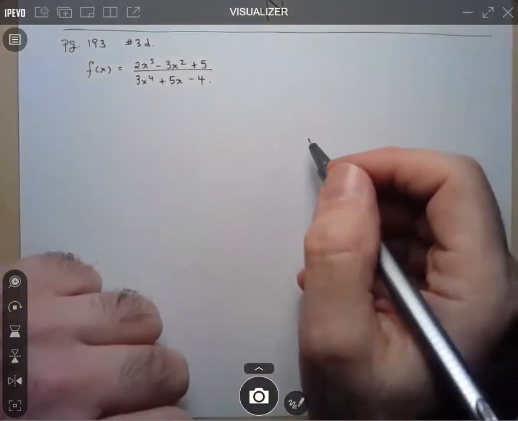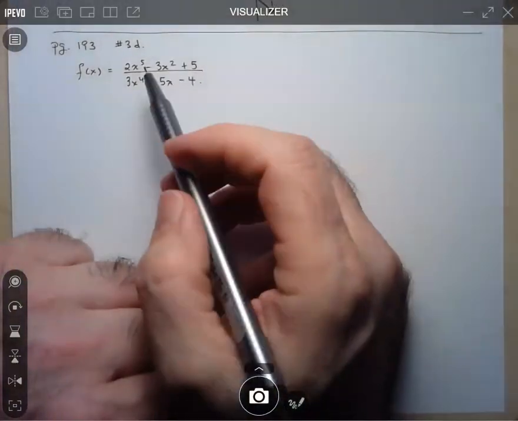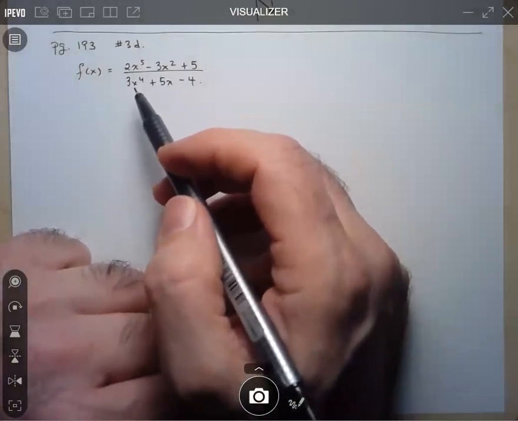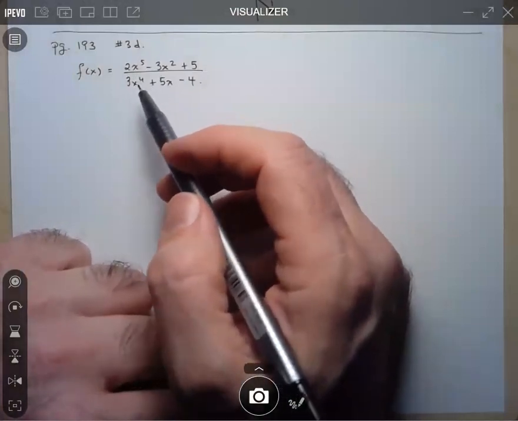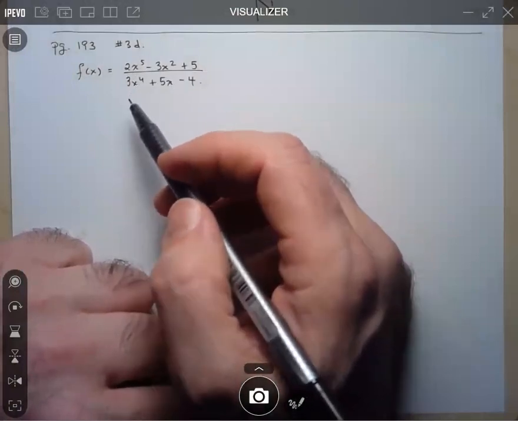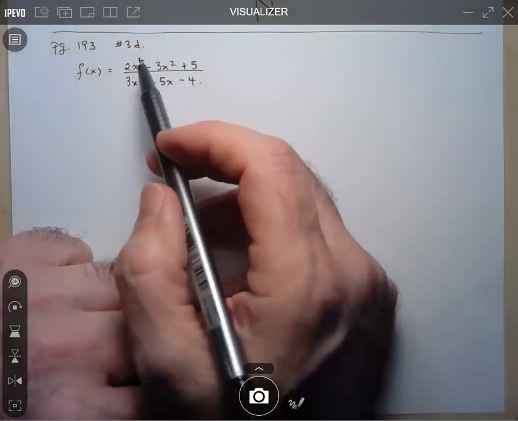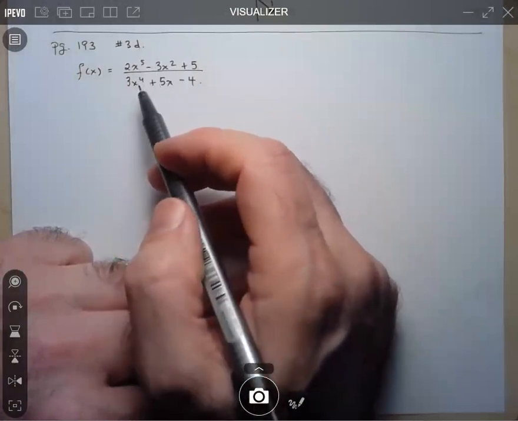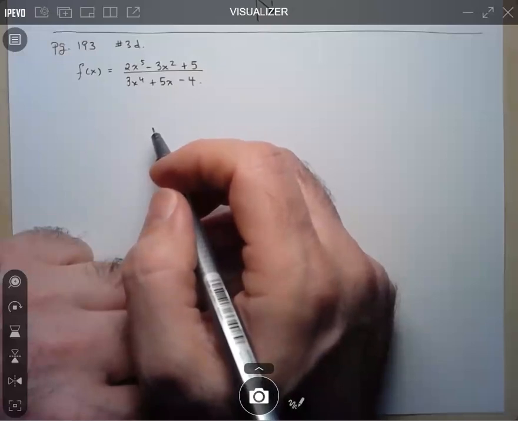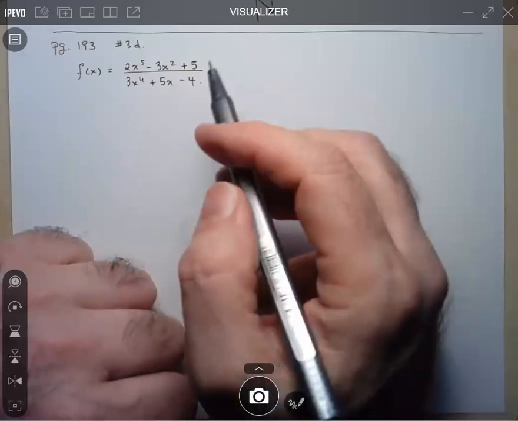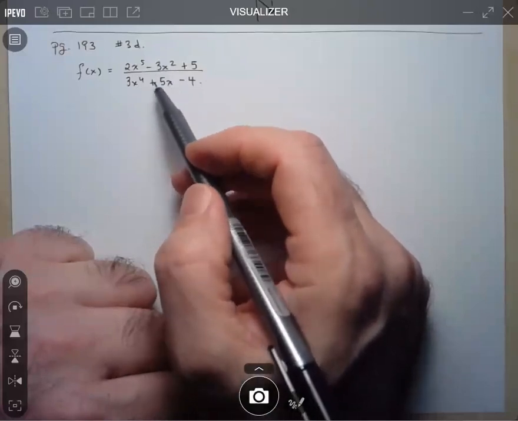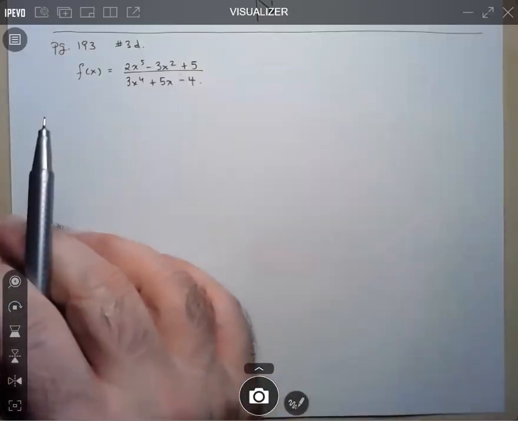Okay, so the first thing I notice is I have a 5th degree polynomial over a 4th degree polynomial, so I know that it's approaching positive or negative infinity. Now we're going to want to determine whether it is positive or negative infinity. And I also know that because this is 1 bigger than the denominator, it's going to be approaching a line. Okay. Now, in order to find this line, I'm going to have to divide these two equations.